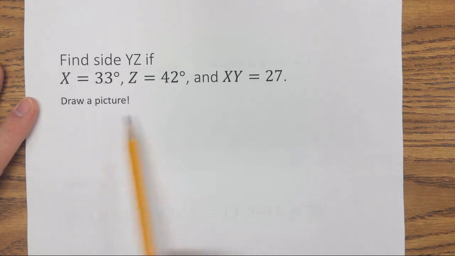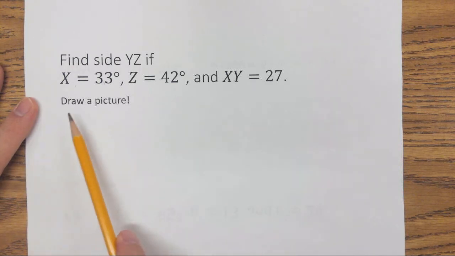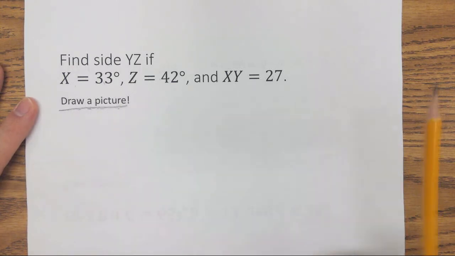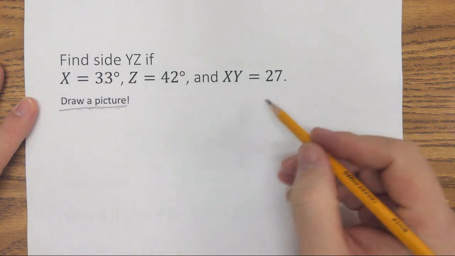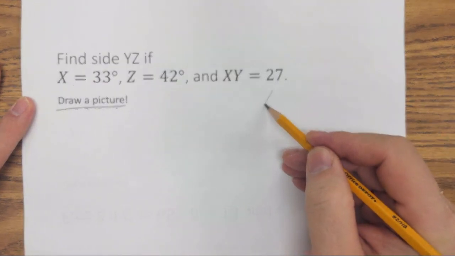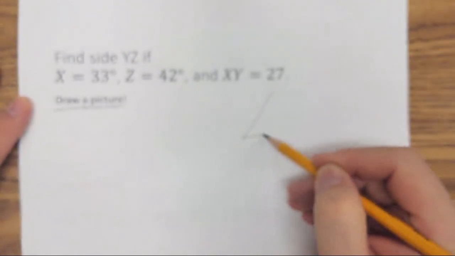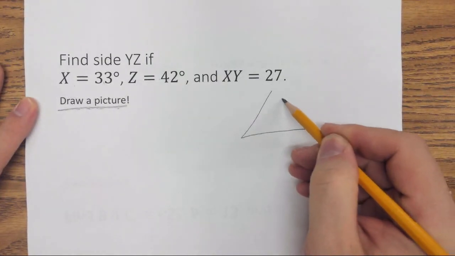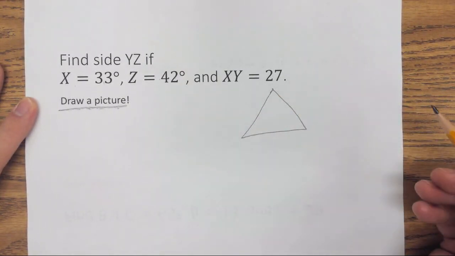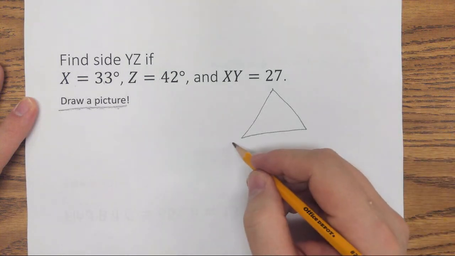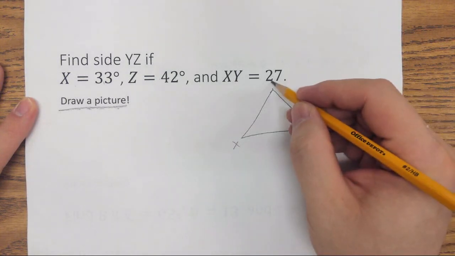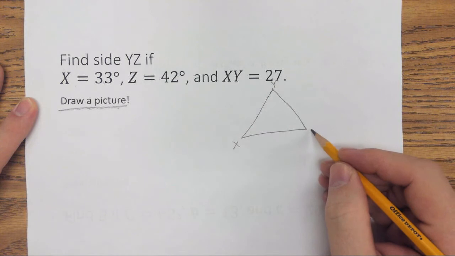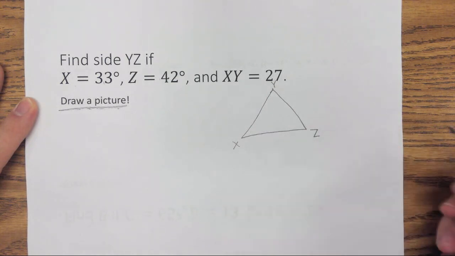So I always recommend this for problems anyway. You should always draw a picture if you can. So let's draw a picture of the triangle. Here's our triangle. And this will be X, Y, and Z.